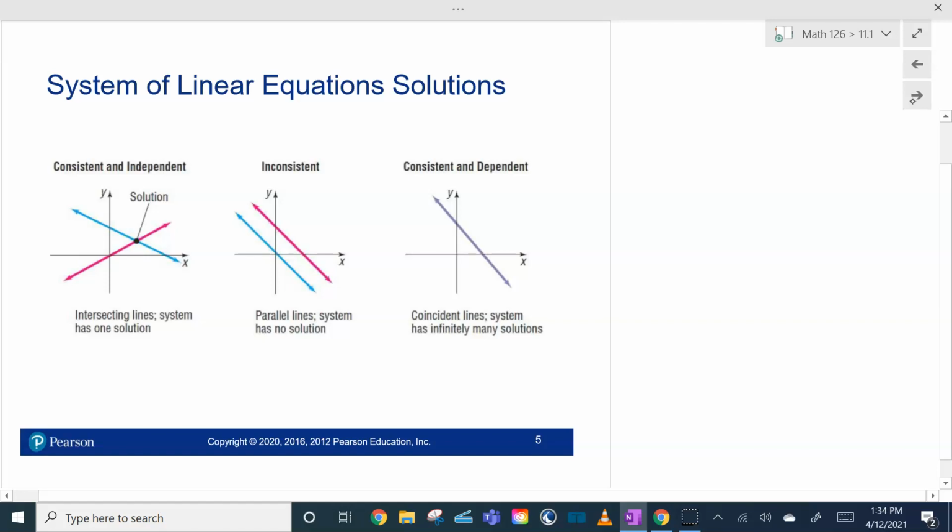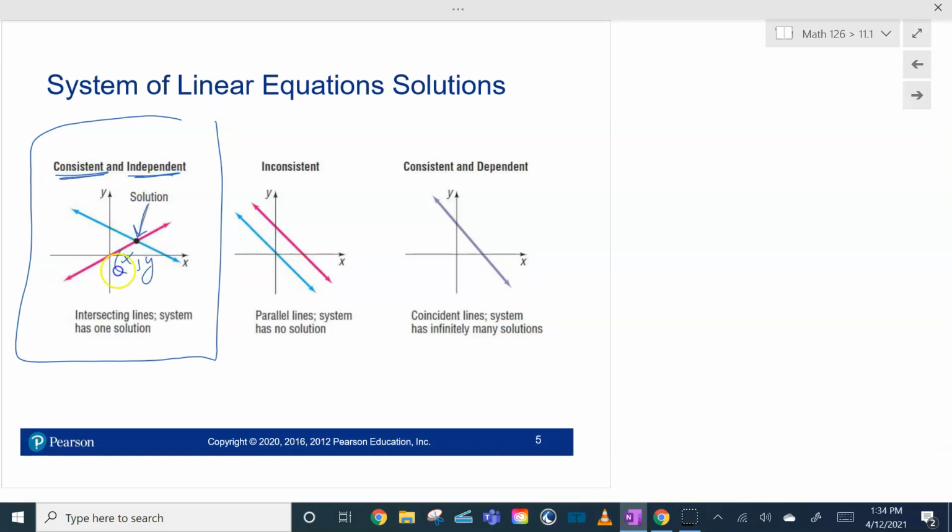Now the solution to a system of linear equations, if they're linear, so if we've got lines, could be either consistent or inconsistent. Consistent means we have a solution. If we have two lines that cross, like this one here, we have an answer, so it's consistent and independent. There's only one solution, and it's whatever that xy value is. That xy point is the only xy value that satisfies both linear equations. That's where they intersect.